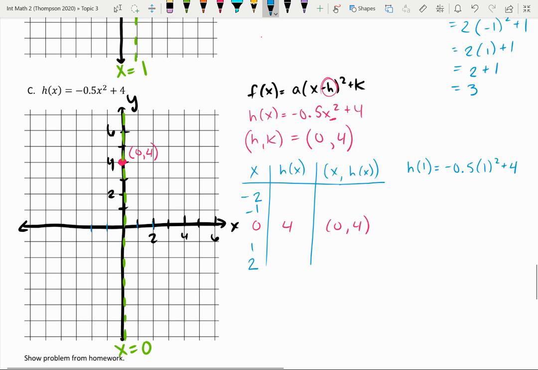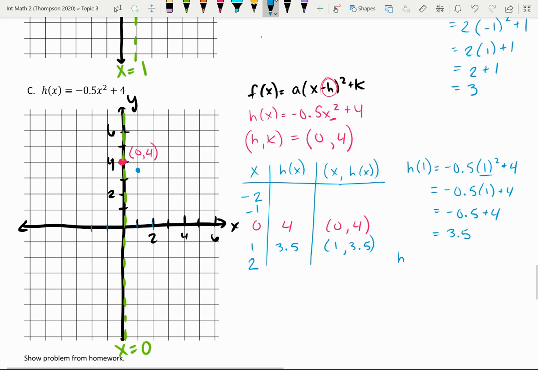So I replace the x with 1, and I evaluate the right-hand side. Order of operations, since I got to do the exponents first. 1 squared is 1. Anything times 1 is just anything. So now I have -0.5 plus 4. And that gives me 3.5. Oh, a decimal. Yes, it's a real number. It's okay. 1, 3.5. Over 1, up 3, and I'm going to put it right smack dab in the middle between 3 and 4.